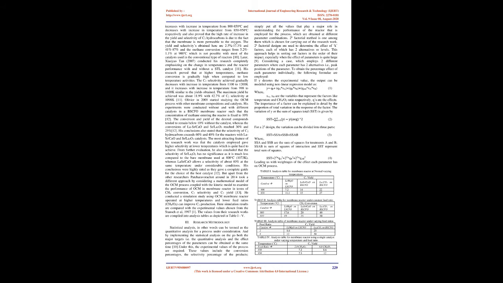Later, Xiao Tan, 2007, conducted his research completely emphasizing the change in temperatures and the reactor performance with and without a STL catalyst. His research proved that at higher temperatures, methane conversion is gradually high when compared to low temperature activities. The C2 selectivity achieved gradually decreases with increase in temperature from 1100 to 1200 K, and it increases with increase in temperature from 998 to 1100 K, similar to the yields obtained. The maximum yield he achieved was about 11.9% with 42.7% of C2 selectivity at 1098 K.